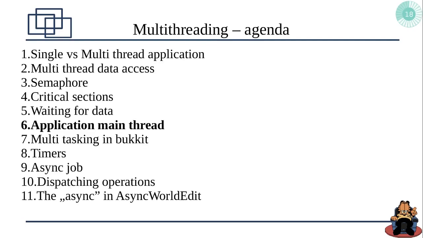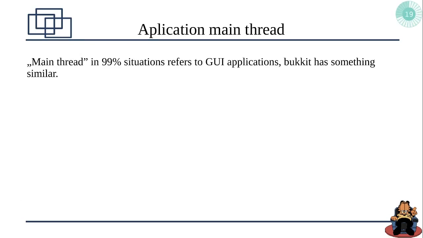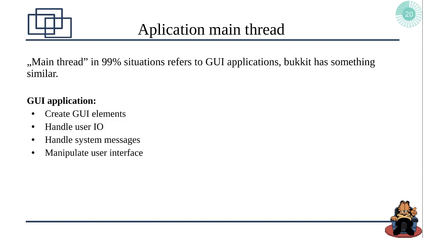Okay, next, application main thread. As I mentioned, most multi-thread applications have another thread that's called the main application thread, the UI thread, the main server thread, etc. In most cases, a main thread is referred to a UI application, but Bukkit also has something that you might call a main thread. So what is a main thread responsible for?